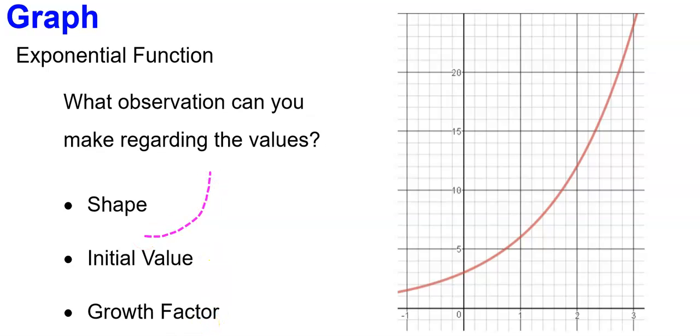The initial value is the value when x is 0. In this case, counting up 1, 2, 3, the initial value will be a equals 3.